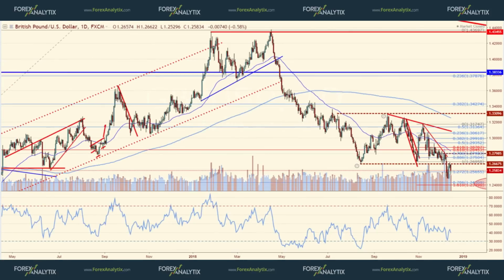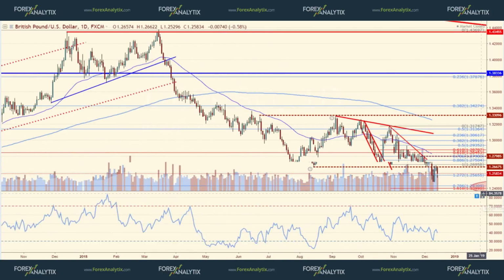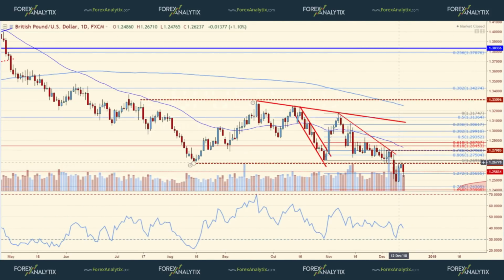Also with the pound, I'm just quickly going over these pairs. You'll notice that the pound failed at the 126.60 level, and even though Theresa May survived the no confidence contest, she still is facing a potential no deal Brexit moving forward. So because of that, the cable looks extremely weak.